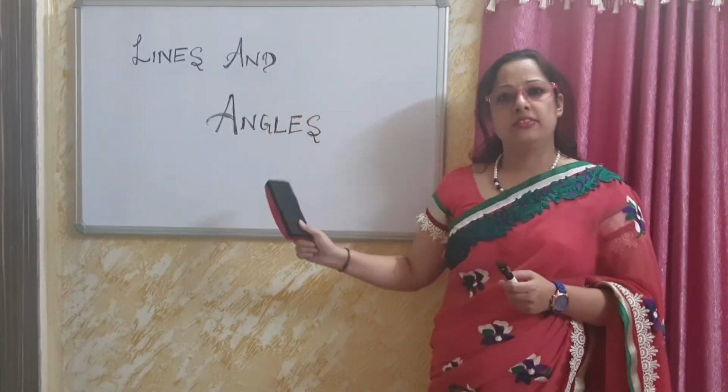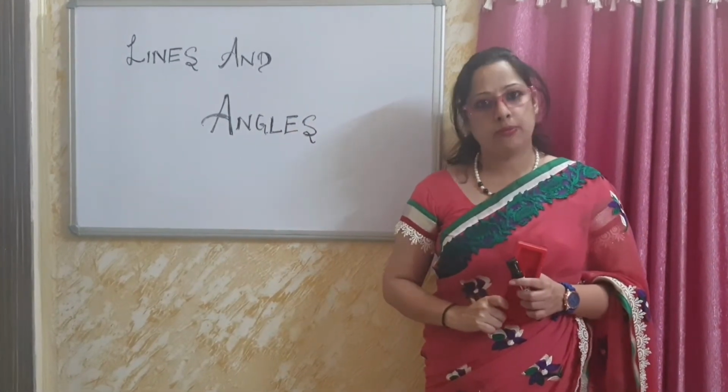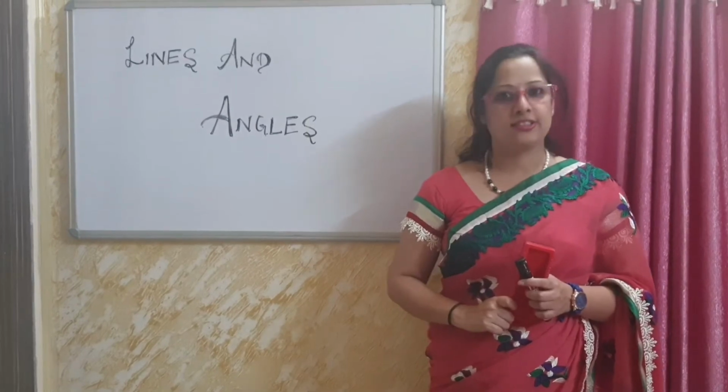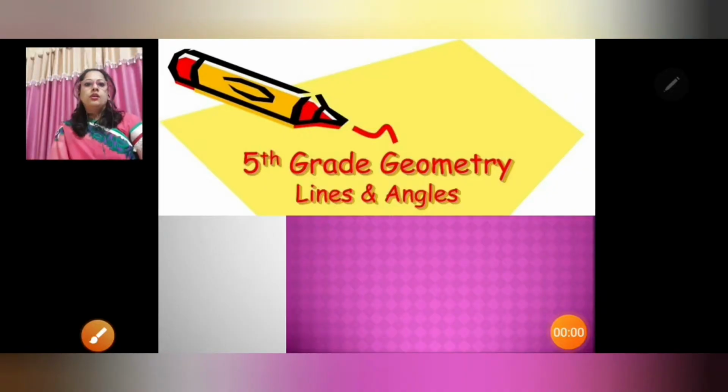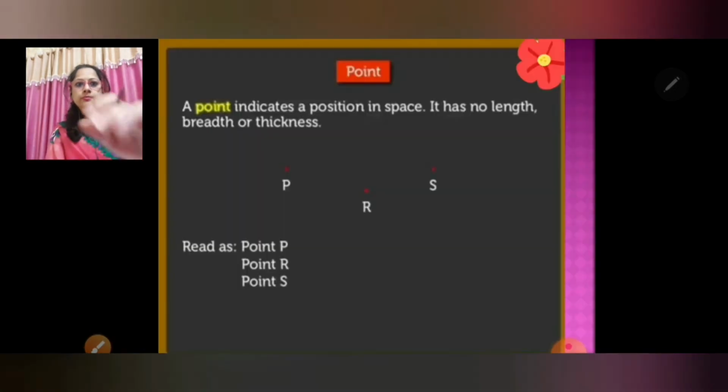Lines and angles are also called the building blocks of geometry. So let's start. Children, we are doing 5th grade geometry, lines and angles. So let's start. A point indicates a position in space. It has no length, breadth or thickness.